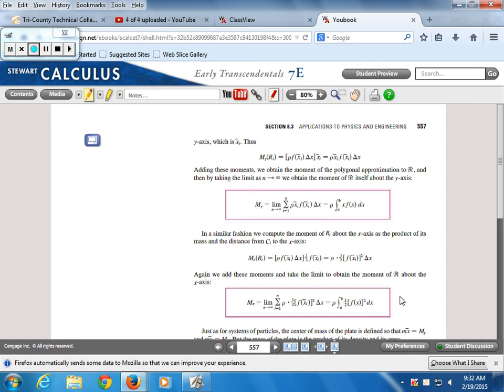Now write those two down, and you're going to have to put them to memory unless you're going to put them on a card or something, that's fine too. I don't care. But that's going to be how you find your integration, your moment around your x-axis and the moment around the y-axis. So take a moment and write those down. F of x quantity squared.